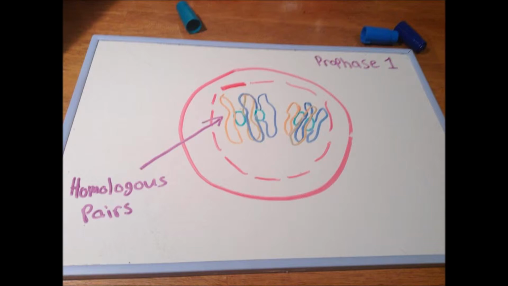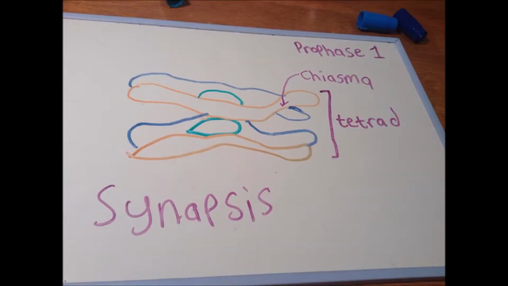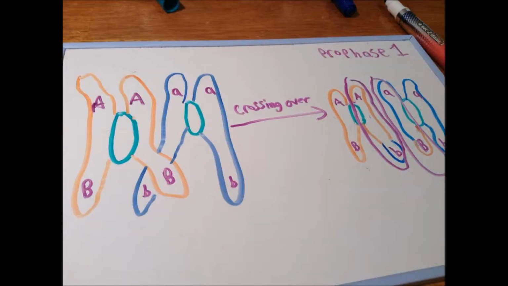In prophase 1, chromosomes coil up and homologous pairs pair up, forming tetrads, each with chromatids 4. A chiasm is the spot where the chromatids link, and synapsis is a name for the whole darn thing, and crossing over is what this whole process is for.